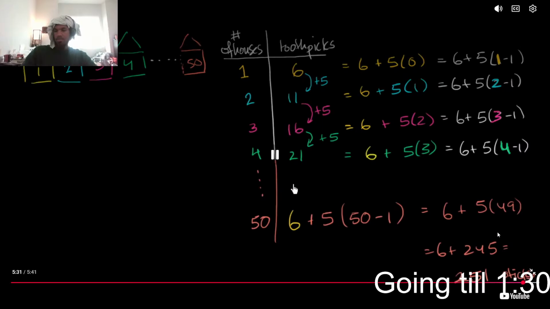And what's really neat about this pattern we just came up with is you could use it to figure out how many sticks you would need for 1,000,000 of these little toothpick townhouses.